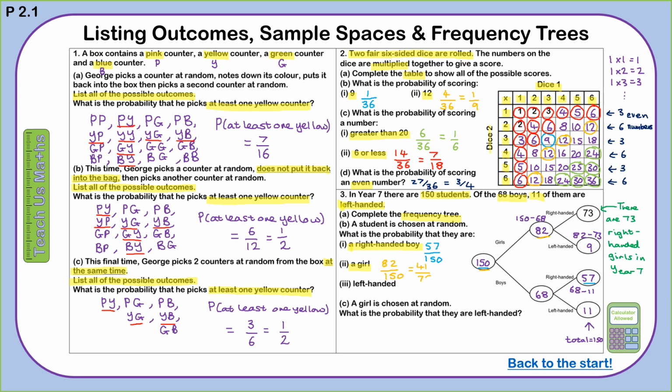The third part, what is the probability that they are left-handed? So for this question we need to know how many students are left-handed altogether. Now we've got to be a little bit careful about this because we've got 9 left-handed girls and 11 left-handed boys. So we want the total of left-handed students. So 9 plus 11 out of 150 in total. So there are 20 left-handed students out of those 150 students. So the probability of picking a left-handed student is 2 out of 15.